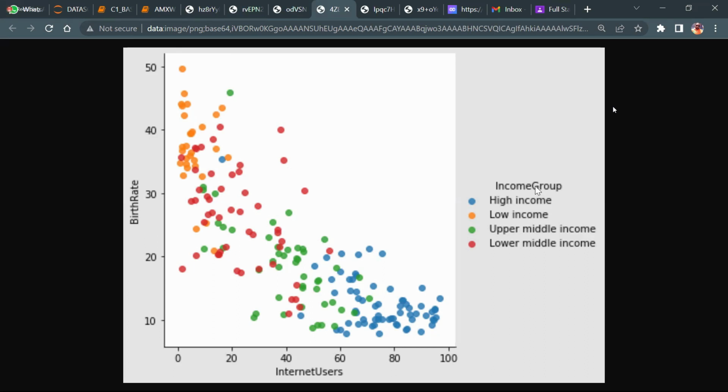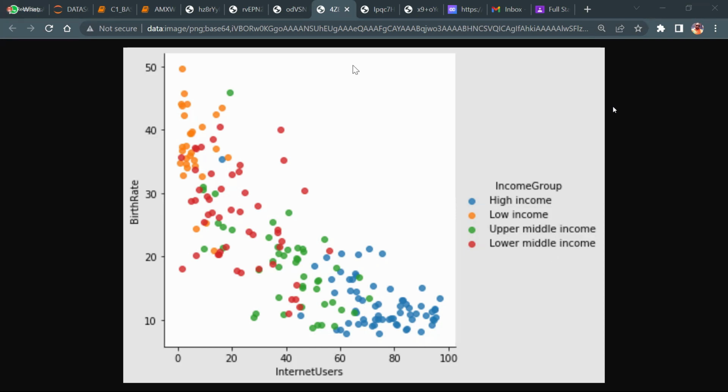What is the color? The blue color indicates high income. This color indicates low income. Green color indicates upper middle. And now I'll ask about one pattern. Did you find any patterns here? I just ask a question: which income group has the highest internet users? Anybody respond to me, please? Which income group? Do you understand my question? My question is, which income group has the highest internet users?